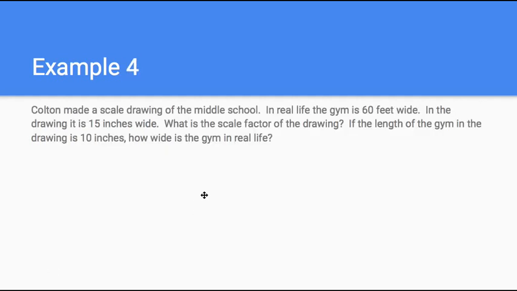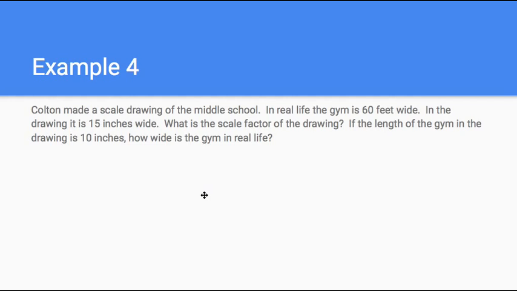Colton made a scale drawing of the middle school. In real life, the gym is 60 feet wide. In the drawing, it is 15 inches wide. Number 4. What is the scale factor of the drawing? If the length of the gym in the drawing is 10 inches, how wide is the gym in real life?